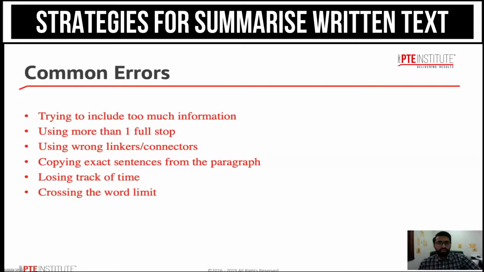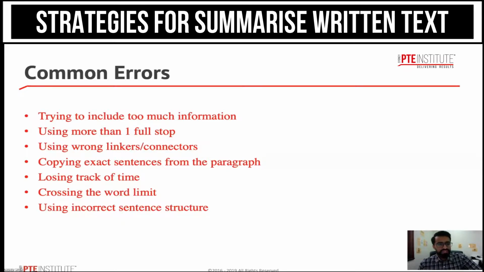Other than that, crossing the word limit. You have a word limit of between 5 and 75 words within your summarized written text task. My best advice is to try to keep it somewhere in the middle, around 50 to 60 words. You can finish earlier if you want, but do not try to go beyond 60, because a 60-word sentence itself is a very long sentence, and with long sentences, the complexity of the grammar comes into play, and complex grammar can lose you a lot of marks. So try to keep it simple and within the word limit.